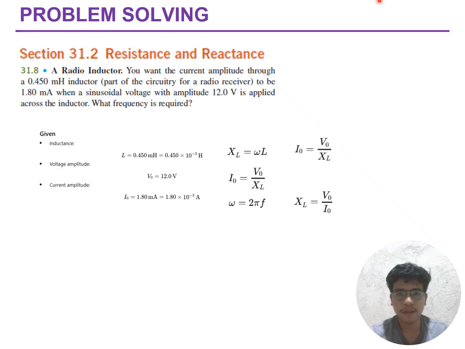Since the current depends on reactance, we first relate the current amplitude and voltage amplitude. So we need to rearrange this. Then after arranging this into this formula, we need to substitute the given values. This means that the inductor must have an inductive reactance of about 6,670 ohms.